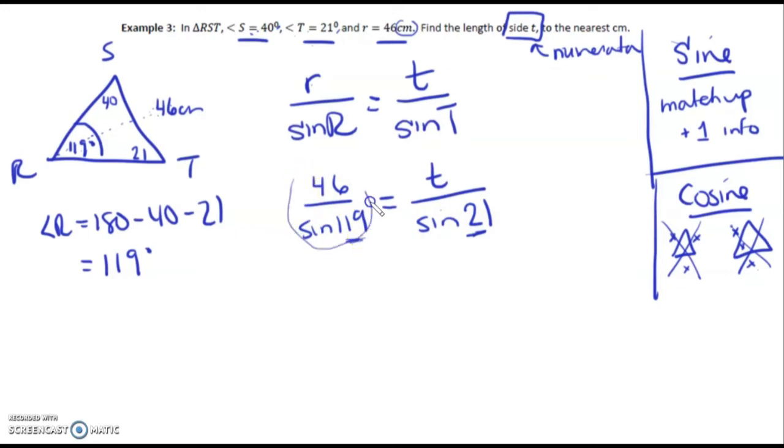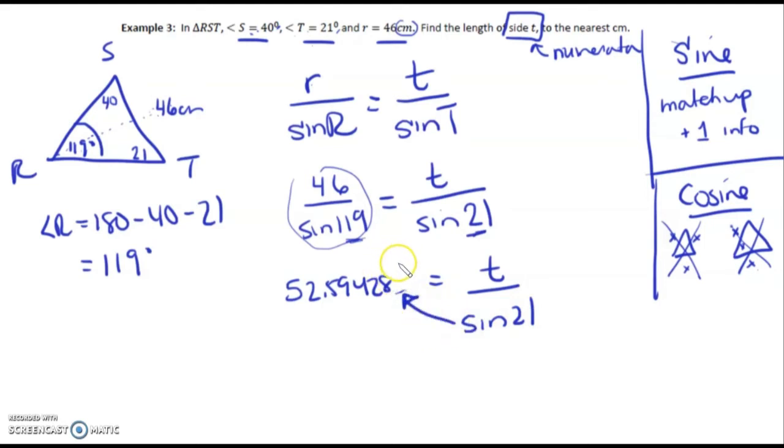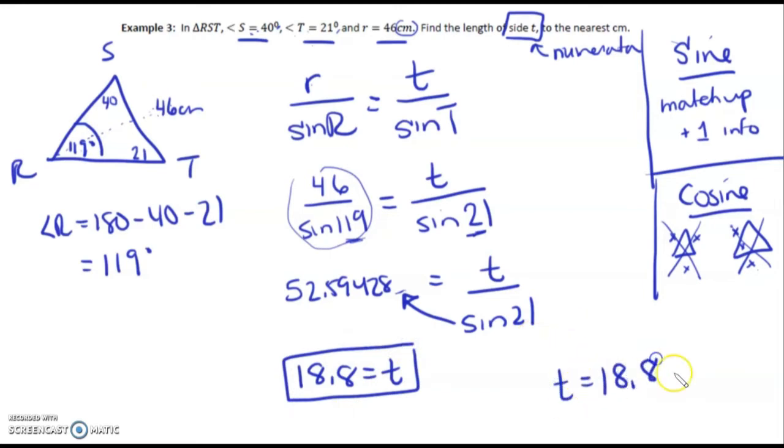Okay, so let's actually just solve this one. 46 divided by sine 119, just so that you guys see what it looks like, okay? So this is essentially 52.59428. Okay, keep going. And this equals t over sine 21. What we want to do with the sine 21 is cross multiply it up. So we just multiply this number 52 with all these decimals by sine 21, and we get 18.8. Okay, therefore t equals 18.8 centimeters.